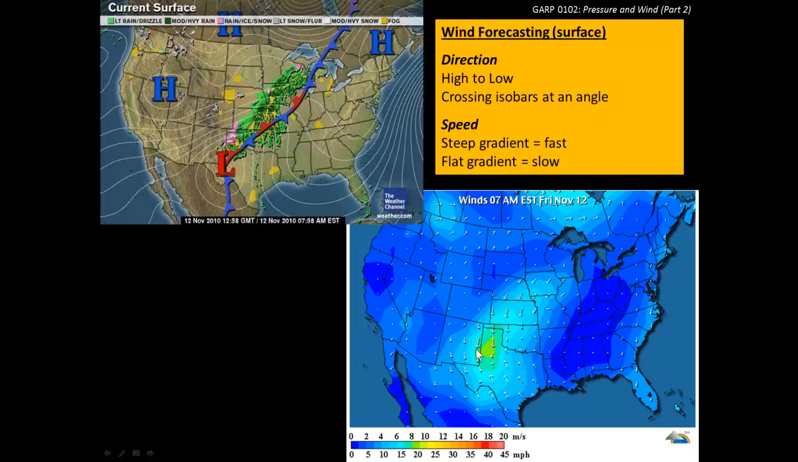And why is that? Because we have very tightly spaced isobar packages here. And then again, an area of very low wind speeds here, which is of course this area of very wide isobar spacing right here. So it is pretty straightforward to go from a weather map that shows you the locations of the highs and the lows to a wind speed map.